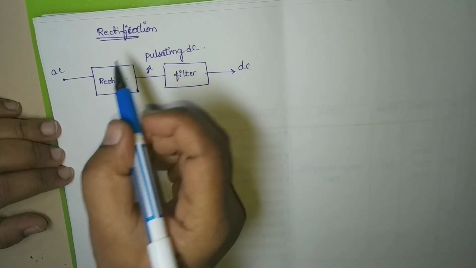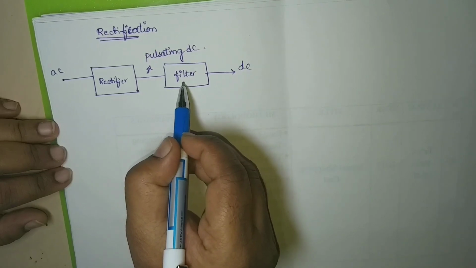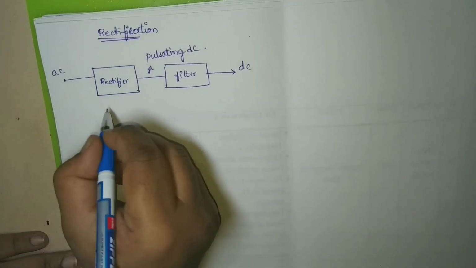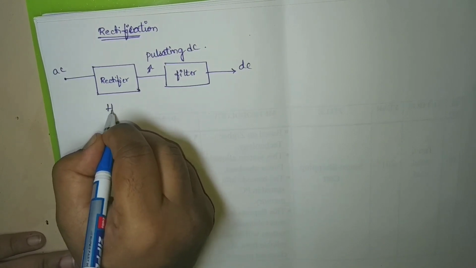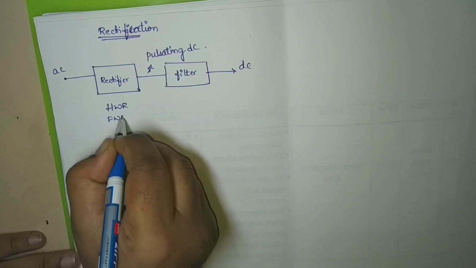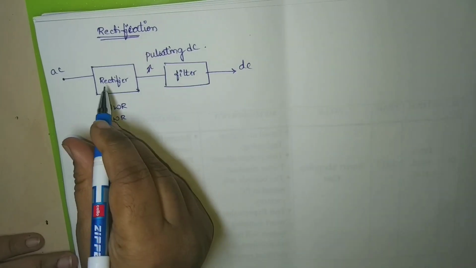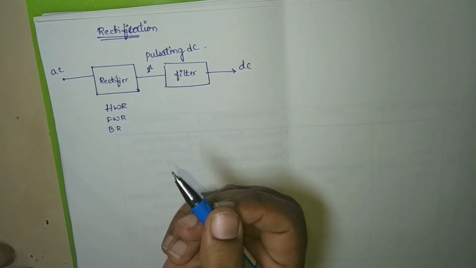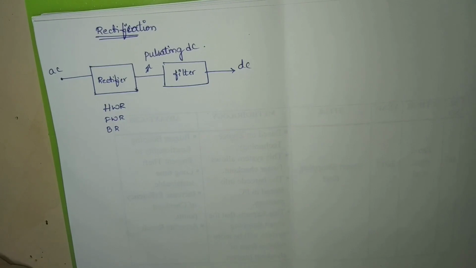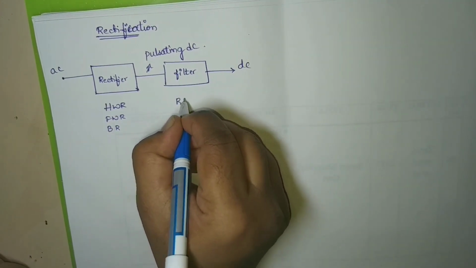The process of rectification can be divided into two parts. The first one is the rectifier and the next one is the filter. What is a rectifier? We have seen till now the half wave rectifier, full wave rectifier, and bridge rectifier. These are the three different types of rectifiers that fit in this rectifier block. The next one is the filter. There are different types of filter, but here we will concentrate on only one type, the RC filter.